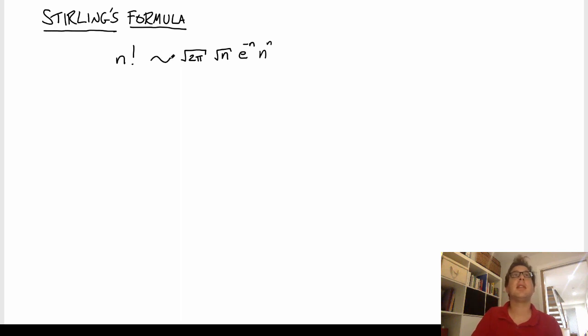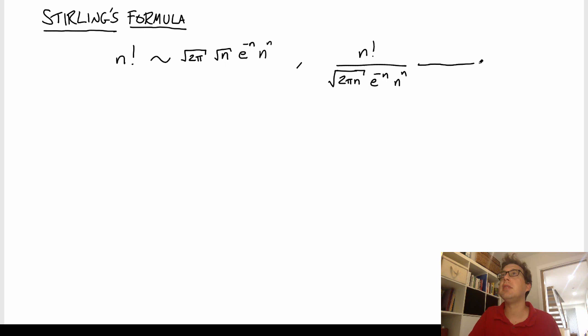One thing to say is, when I write this kind of sim notation, what I mean, when we write something like this in analysis, is that if I look at n factorial and divide it by this number, square root of 2 pi n, e to the minus n, n to the n, and look at what happens as n gets really, really large, it's going to get closer and closer to 1. So as n goes closer and closer to infinity, this number is going to get closer and closer to 1.